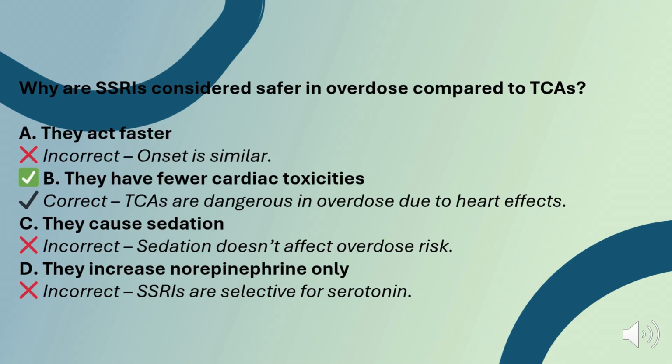If you said A, that's not correct. Their onset is similar. If you said B, they have fewer cardiac toxicities, you are correct. Because remember, overdose safety: SSRIs are safer in overdoses because they don't cause cardiac conduction issues like a TCA does. The speed of onset is similar to other antidepressants. Sedation doesn't protect in overdoses. Always consider safety in suicidal patients. So there are fewer cardiac toxicities.